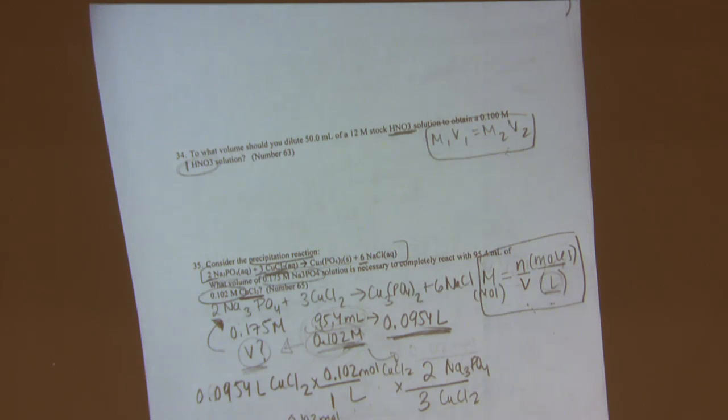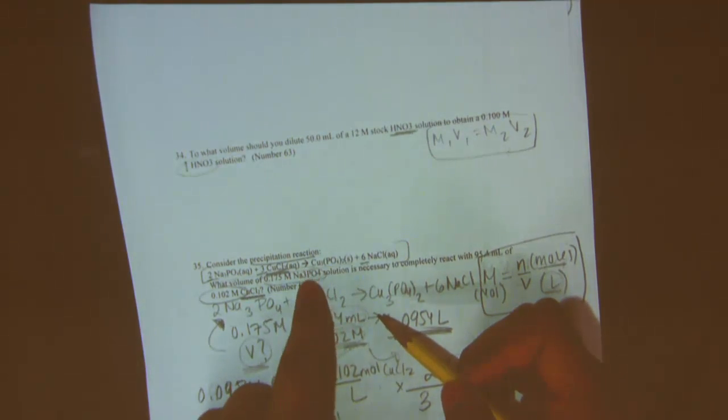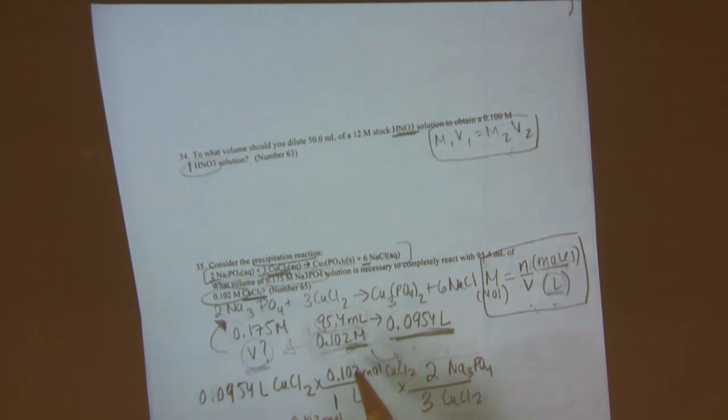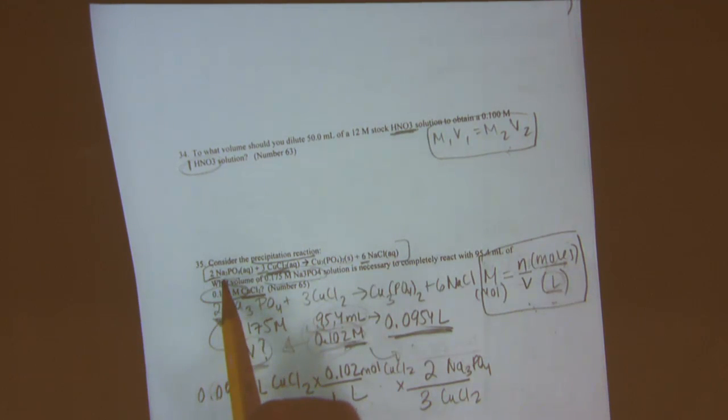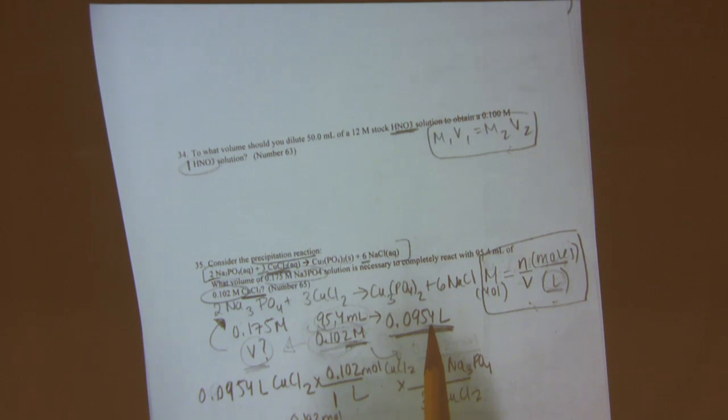Yes? Can you say that a little louder? Sorry. When do you get to use that 0.0954 liters? Yeah, I use that so I can relate, because these two values are related to each other, right? They're for the same compound. So what I did was take the liquid and turn it to moles, and then from moles I can relate it to Na3PO4, because that's what I really want to find. All I did was change the mL to liters. It's the same value.